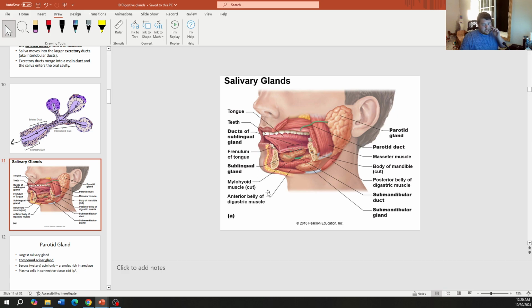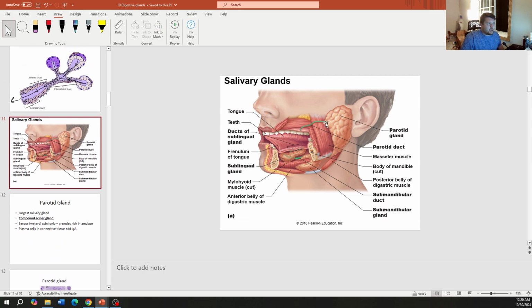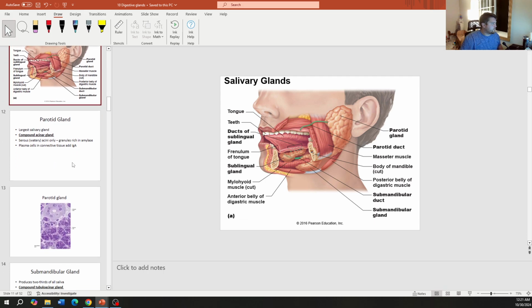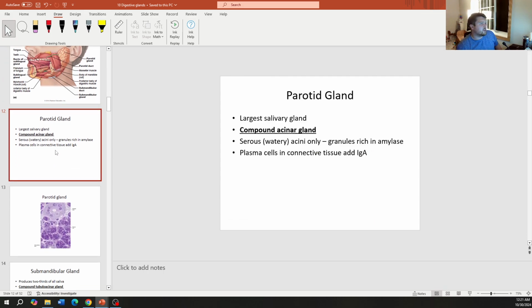Now we're going to get into the glands themselves. Here's just a little bit of anatomy, kind of right in here, showing where these glands are located. Parotid glands right up here. We have our submandibular glands. Think submandible, below the mandible, and then sublingual, below the tongue. So first off, the parotid gland.